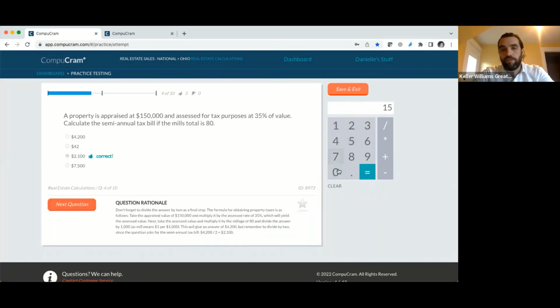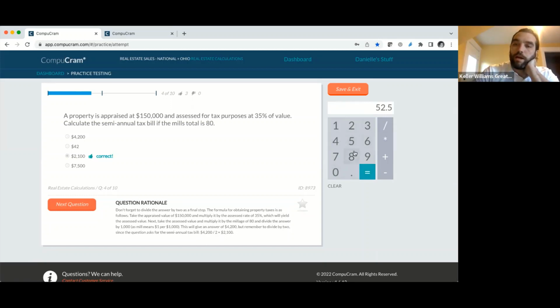So $150,000 times 0.35 assessment rate gets us to 52,500. Divide that by 1,000 because you're dealing with mils. Means a mil is valued at $52.50.